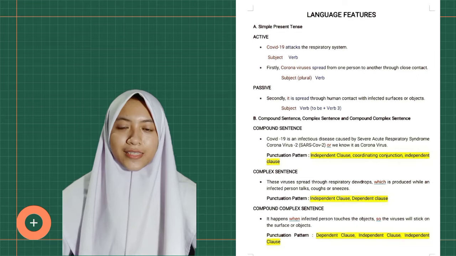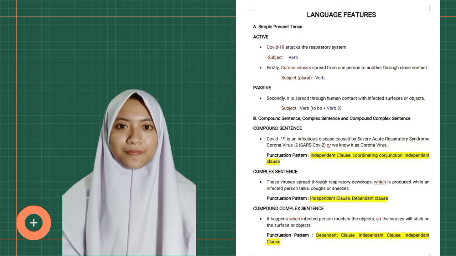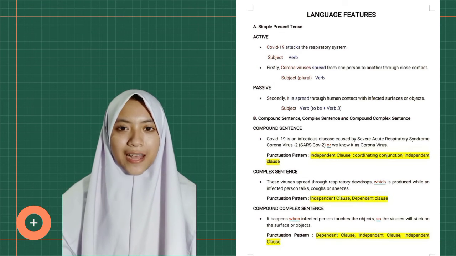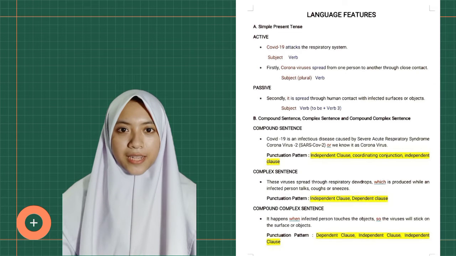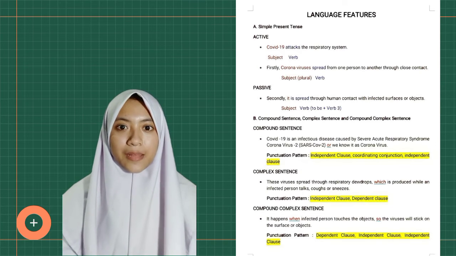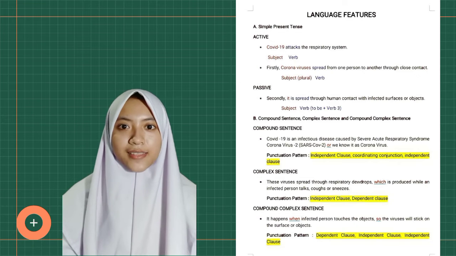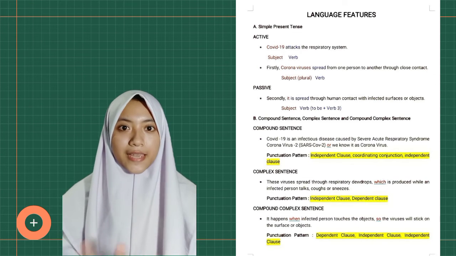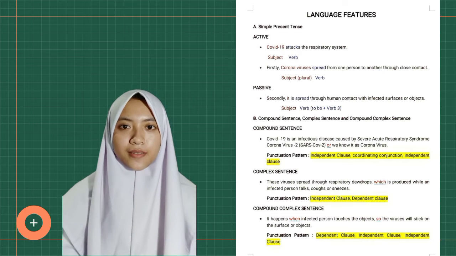And let's discuss about passive sentence. The example, secondly, it is spread through human contact with infected surfaces or objects. There is subject, it, and verb, to be and verb 3. To be is "is" and verb 3 is "spread".